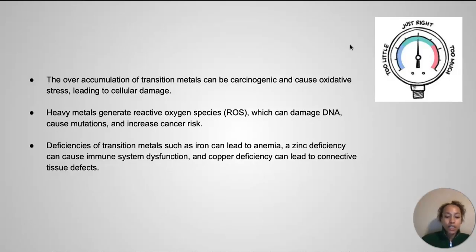Nutritional or genetically induced deficiencies of transition metals, such as iron, can lead to anemia. A zinc deficiency can cause immune system dysfunction, and a copper deficiency can lead to connective tissue defects.